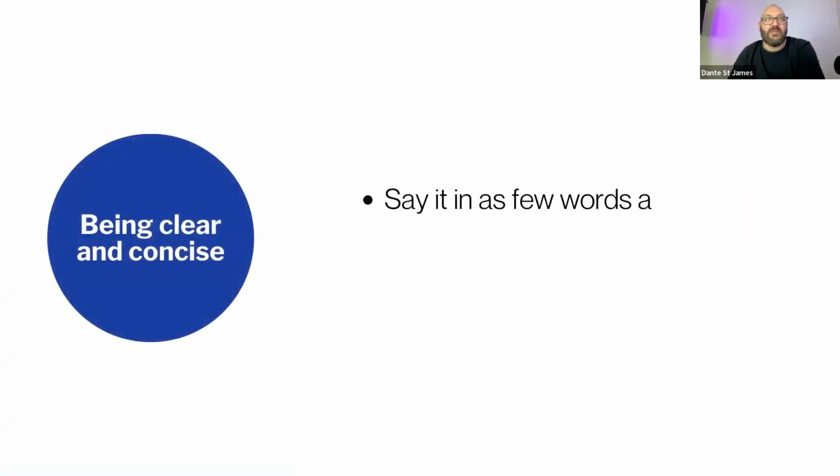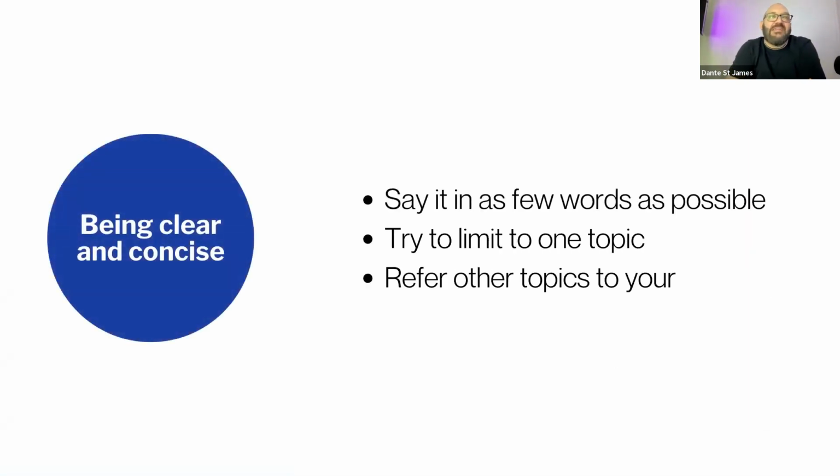Next is to be clear and concise, to say what you need to say in as few words as possible, and try and limit yourself to just one thing in an email. Don't try to educate people across 15 different things and 5 different product sets and 3 products per product set all in one email. It's overwhelming. It's too much to put out there. So say it in as few words as possible and try to limit yourself to just one idea.